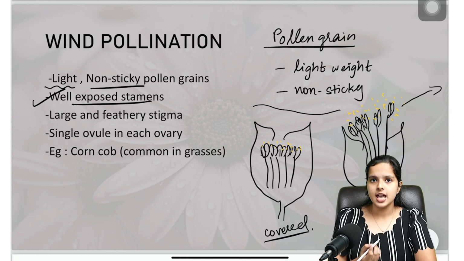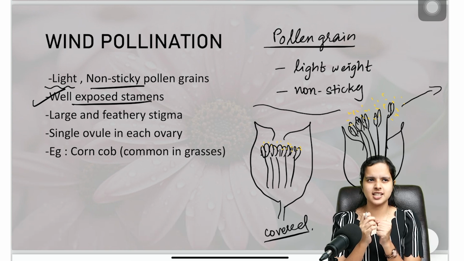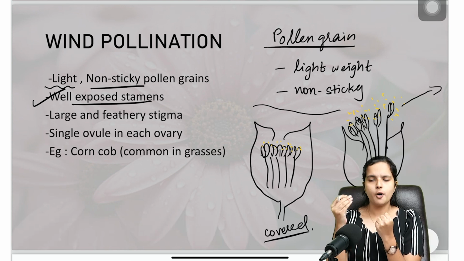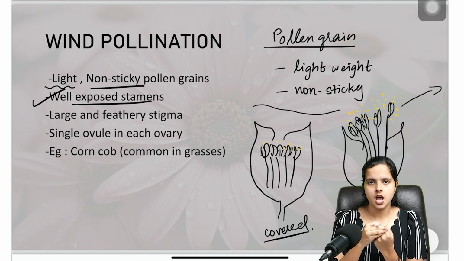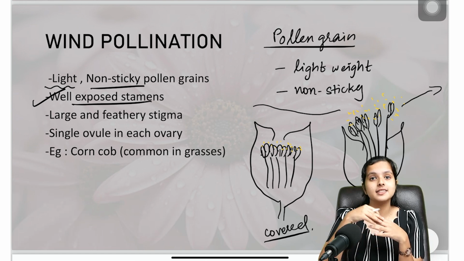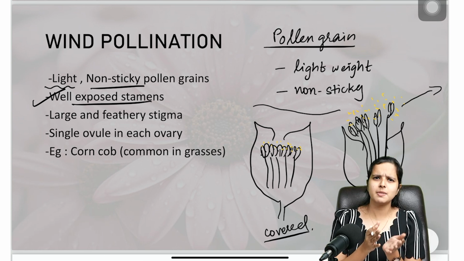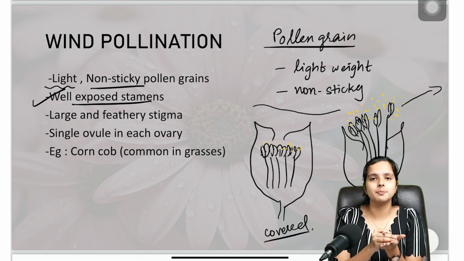And imagine a stigma. The stigma should be feathery. If the stigma is rigid and hard, the pollen grain that comes through the wind may not easily land on it. But imagine if the stigma is feathery. If the stigma has a lot of feather-like structures, then the pollen grain would land on the stigma easily.